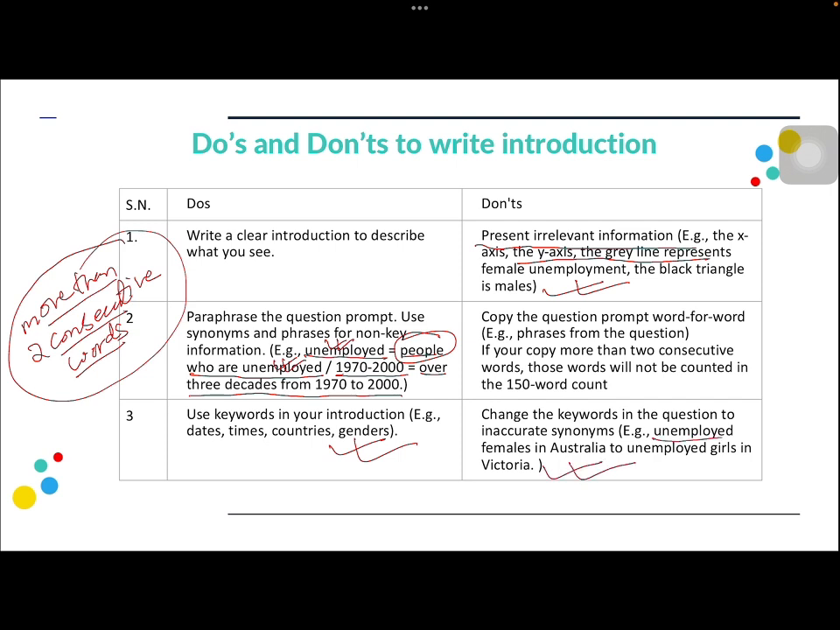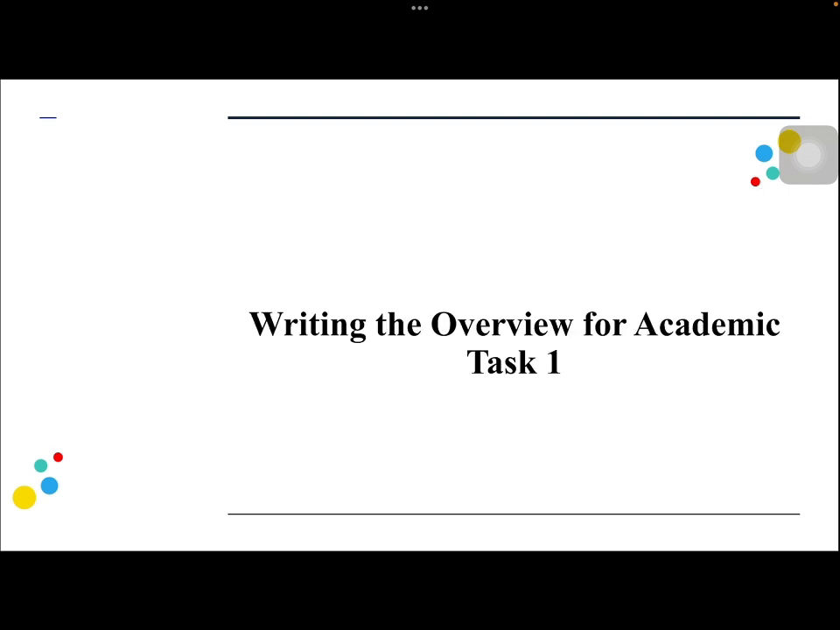Now, unemployed females, you cannot say unemployed girls, right? Because girls and females are completely two different categories. Now, be aware of these kinds of things. If you don't know exact synonyms of the words, just rephrase the question, but do not try to use inaccurate synonyms. Now, these are a few do's and don'ts of writing an introduction.